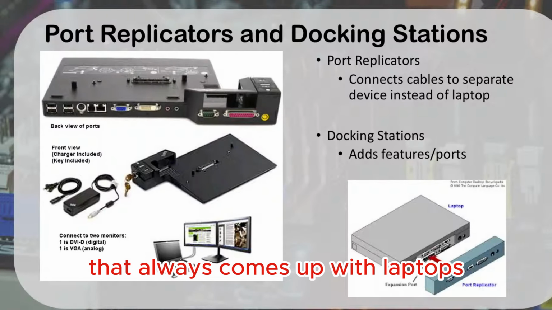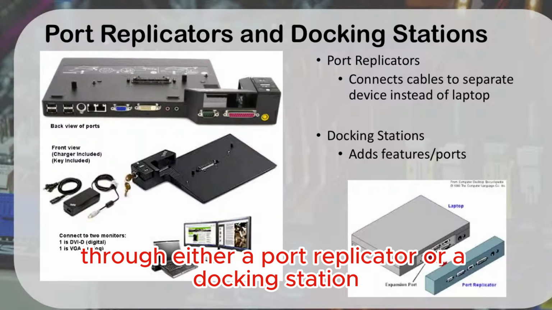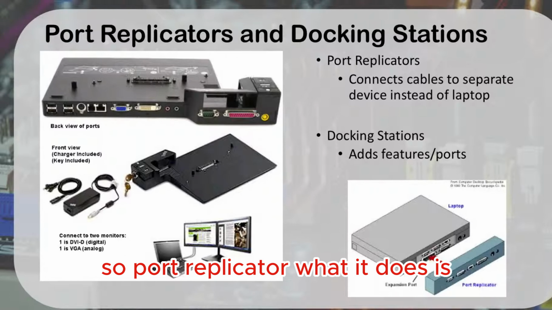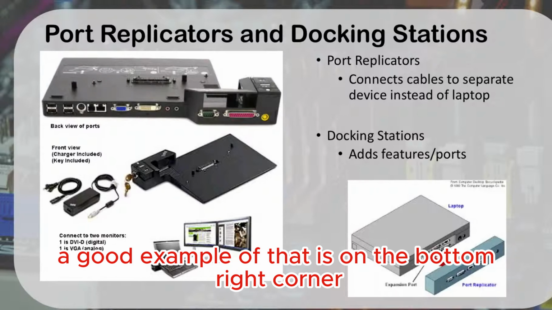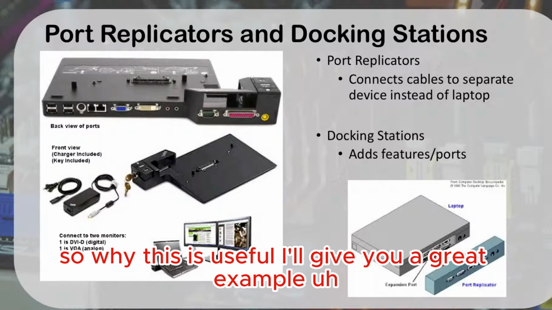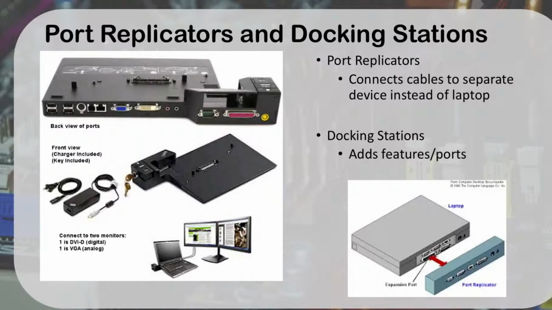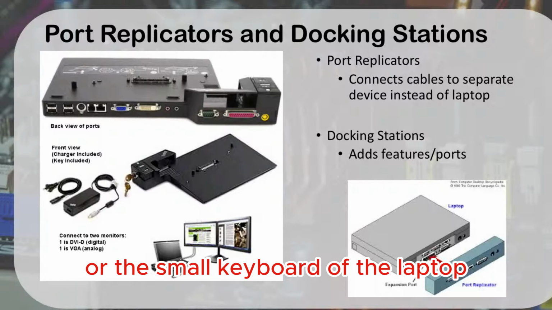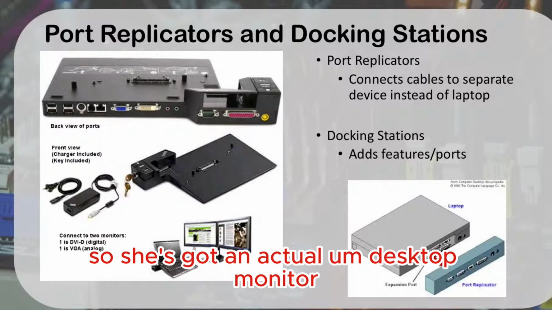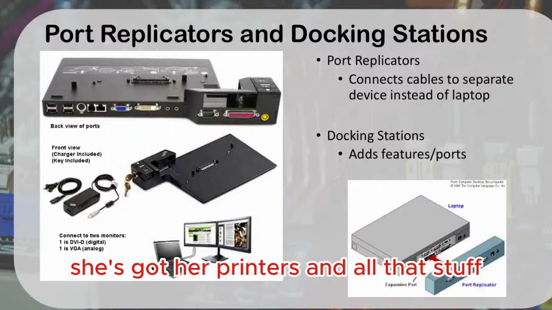Alright, another big question that always comes up with laptops is the way you expand through either a port replicator or a docking station. So a port replicator, what it does is it connects cables to a separate device instead of to the laptop. A good example of that is on the bottom right corner. So why this is useful, I'll give you a great example. My aunt, she's a realtor, and so she lives on her laptop. And so when she comes to the office, she doesn't like having to use her small screen on the laptop or the small keyboard of the laptop. So she's got an actual desktop monitor. She's got a desktop keyboard and mouse. She's got her printers and all that stuff.